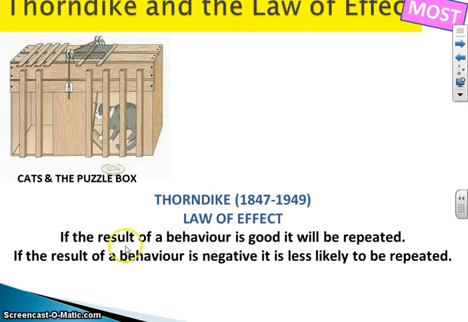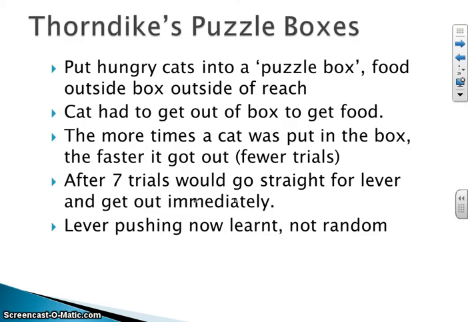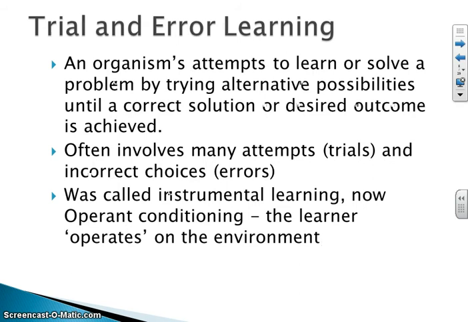This is the law of effect, remember? If the result of a behaviour is good, it will be repeated. If the result of a behaviour is bad, it will not be repeated. And it's this law of effect which gave us the concepts of operant conditioning. There's a quick summary of Thorndike's puzzle box, everything I've just said there.